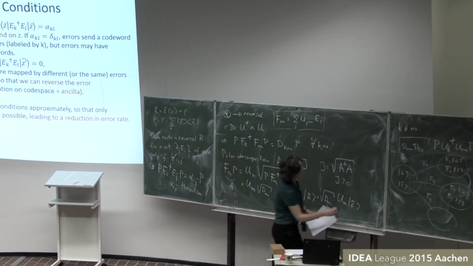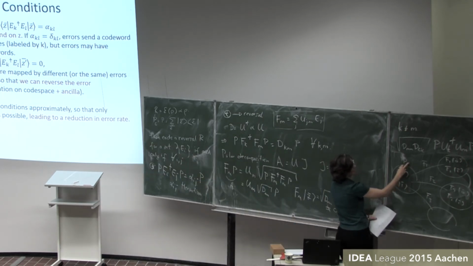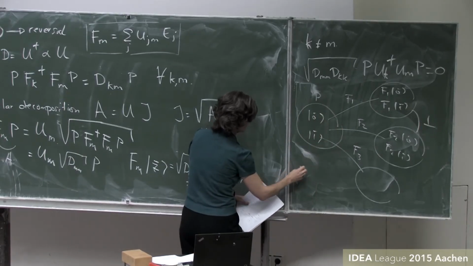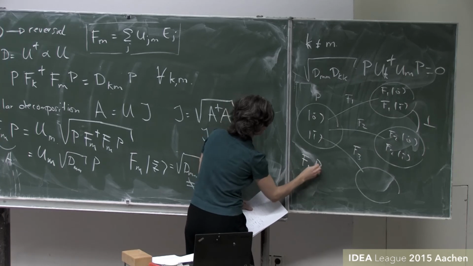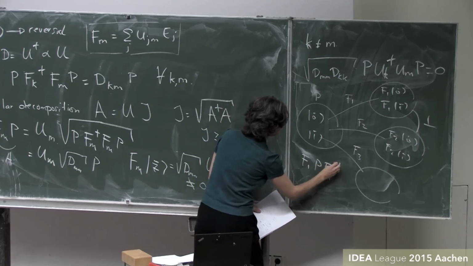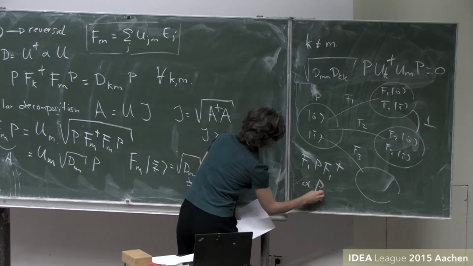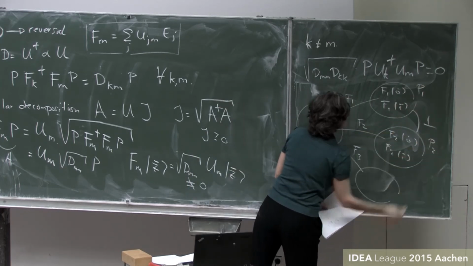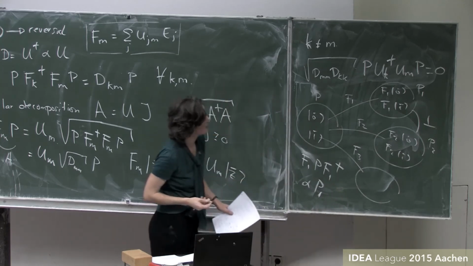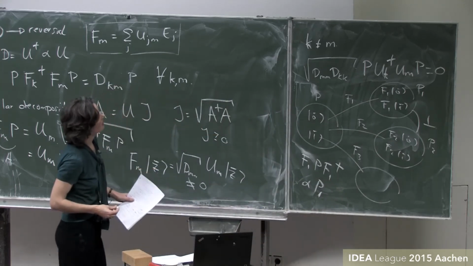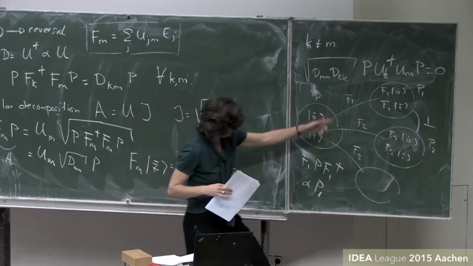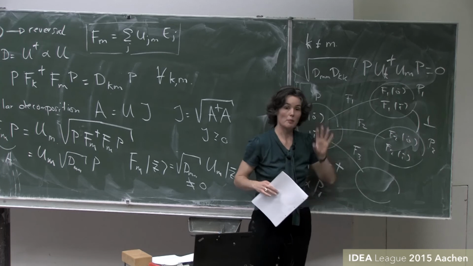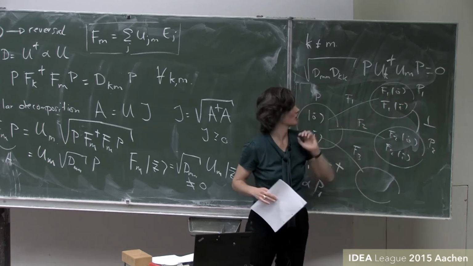So let's assume that these spaces, so this is the code space. And I can say, well, my operation F1 dagger maps it onto a space P1. So this is my space P1. This is my space P2. It's again a two-dimensional subspace. Let's call this the projector onto this space P1, which corresponds to F1 error having happened.